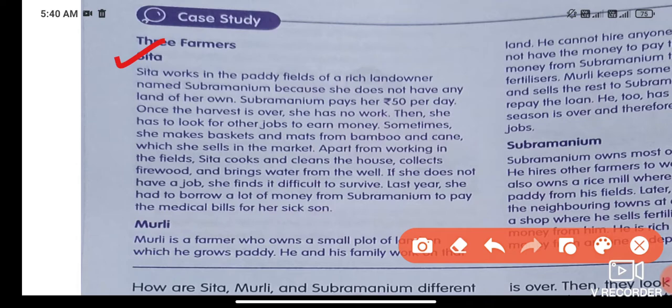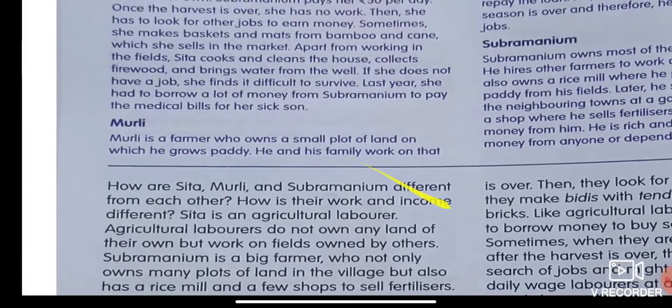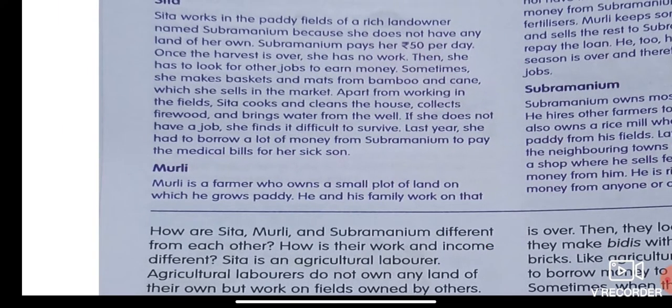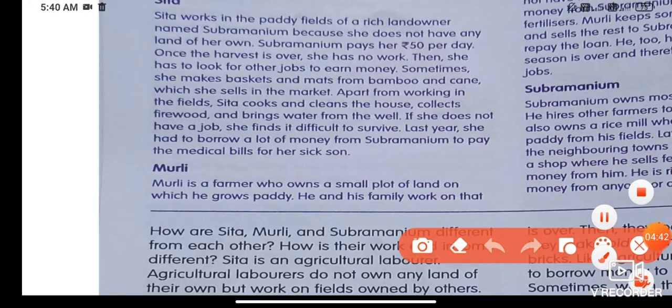Last year, she had to borrow a lot of money from Subramaniam to pay the medical bills for her sick son. Her son was sick, so she had to borrow money from Subramaniam. And who is Murli? Murli is a farmer.